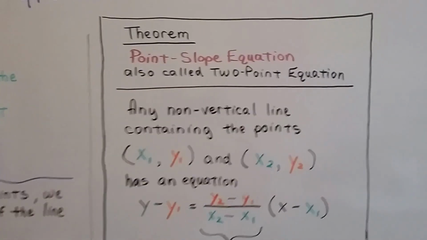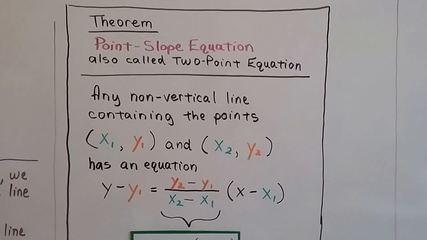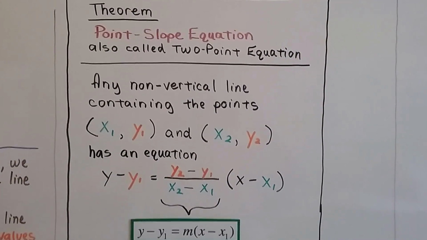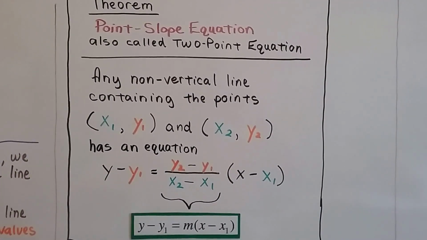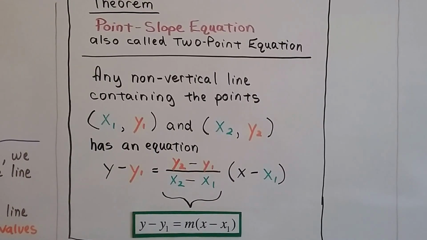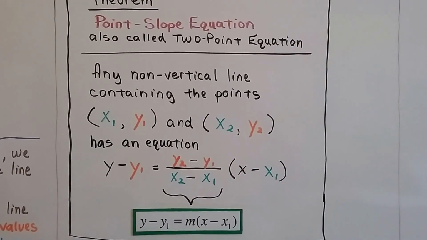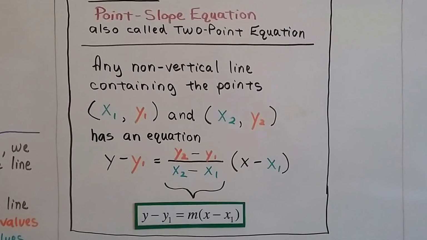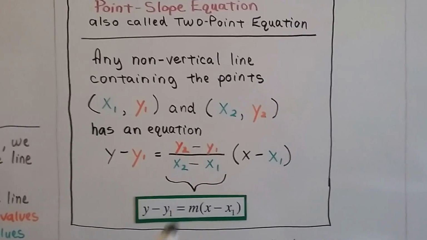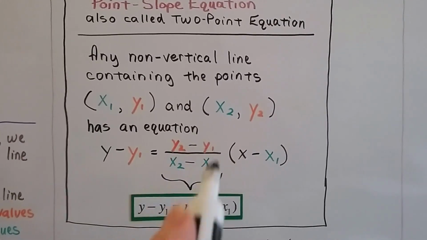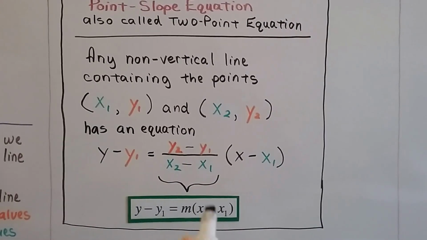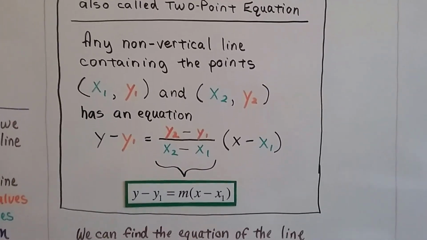So here's our theorem. Point-slope equation, which is also called two-point equation. Any non-vertical line containing the points x1, y1 and x2, y2 has an equation. And this is the point-slope equation, or the two-point equation, see? And this part right here is the slope. So it's the m, okay?